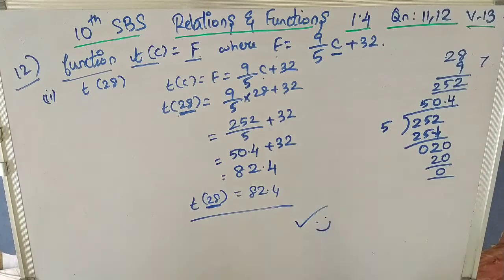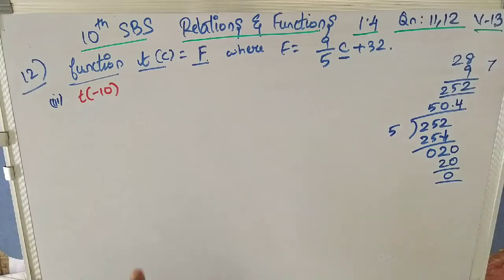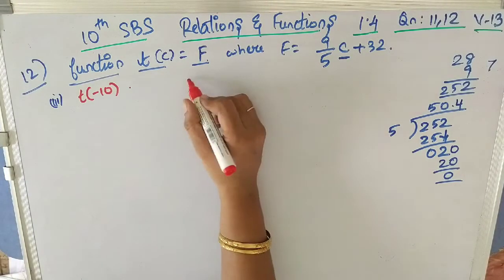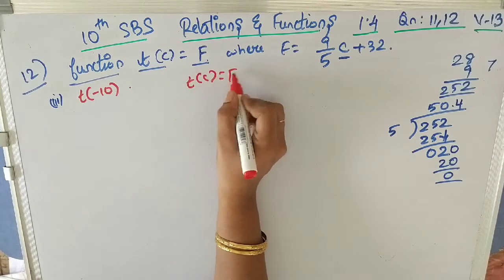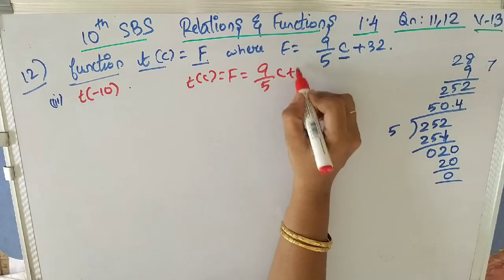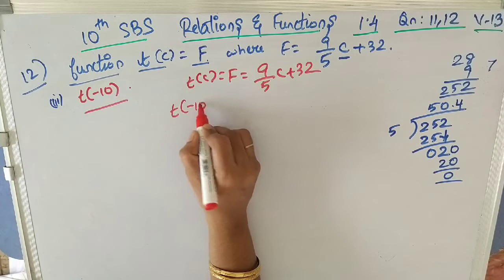Now, let's go to the next problem. Here, T of minus 10. Now, write what is given in the question. T of C is equal to F, that is equal to 9 by 5 C plus 32. Isn't it? Now, what is T of C here? T of minus 10. Right?